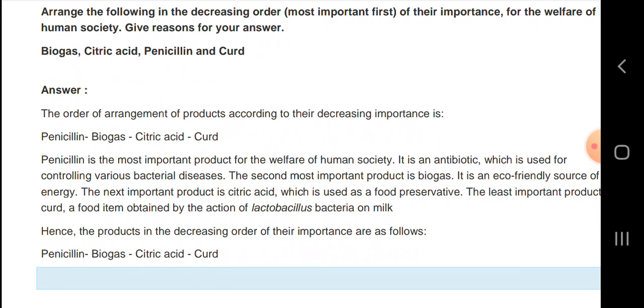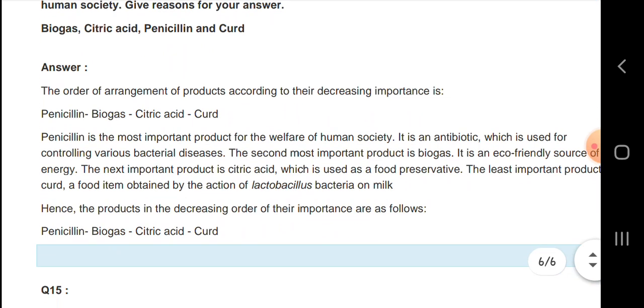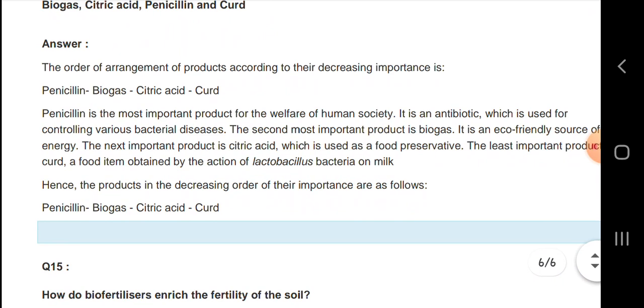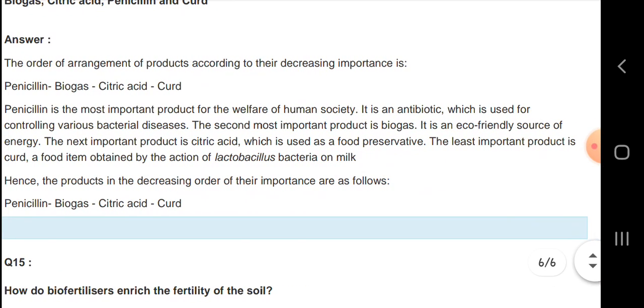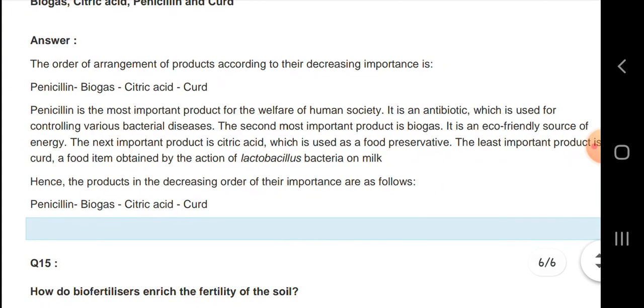Next is biogas, citric acid, penicillin and curd. Penicillin, biogas, citric acid and curd is the correct arrangement of products according to their decreasing importance. Penicillin is the most important product for the welfare of human society, and it is an antibiotic which is used for controlling bacterial diseases.